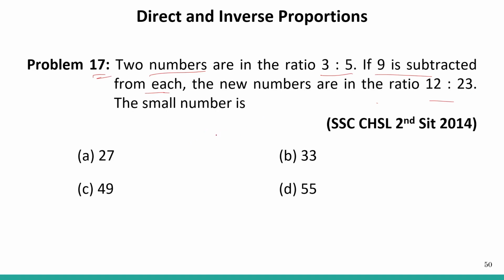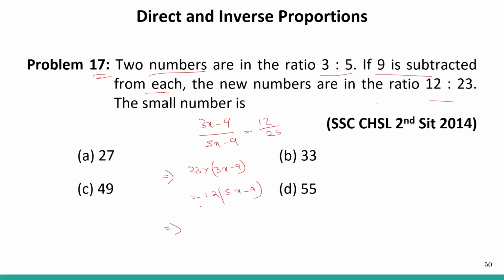Given that we subtract a number from each, let the numbers be 3x and 5x, where x is their common factor. If 9 is subtracted, it is 3x minus 9 by 5x minus 9, which is equal to 12 by 23. So this implies that 23 into 3x minus 9 is equal to 12 into 5x minus 9.